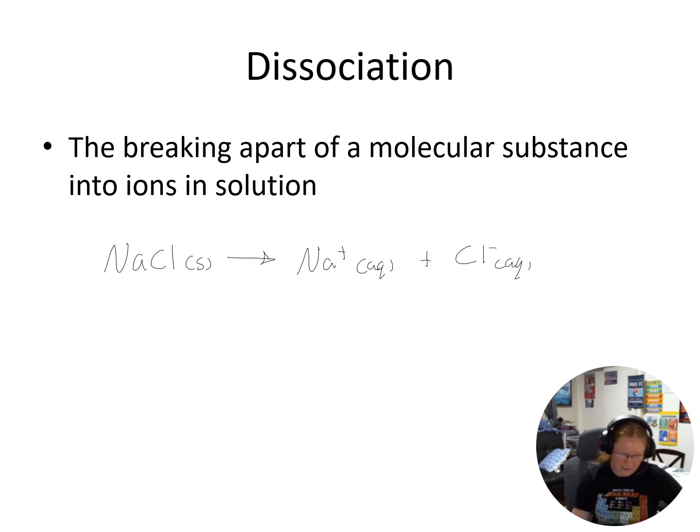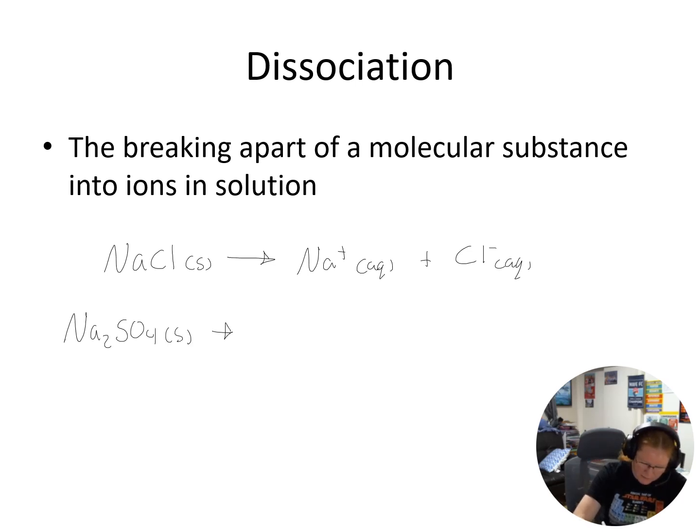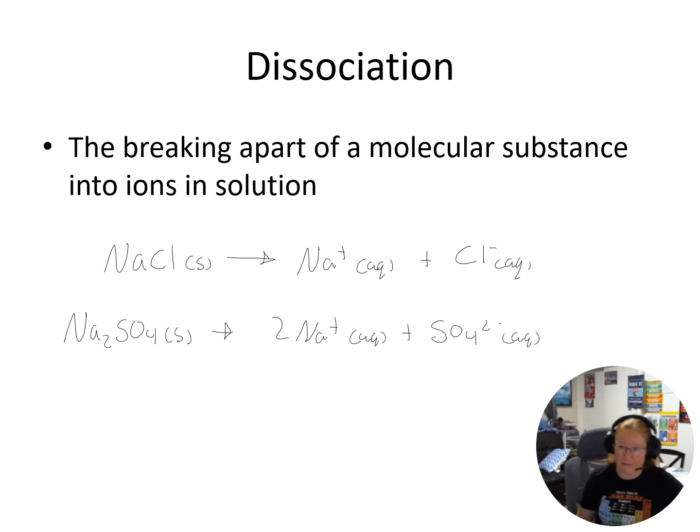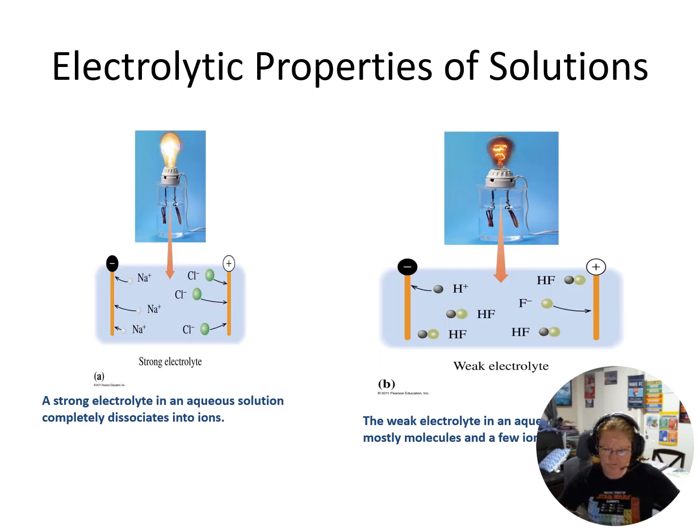All right, if I have something like sodium sulfate, if it dissociates, we would get 2 sodium ions and a sulfate ion. Okay, and so that's our dissociation. Now, we can get 2 different kinds of electrolytes. We can get a strong electrolyte and we can get a weak electrolyte.